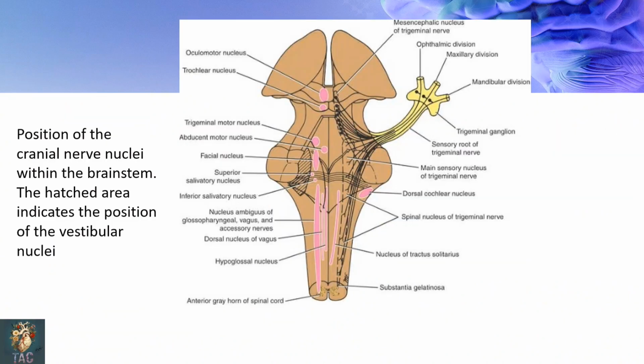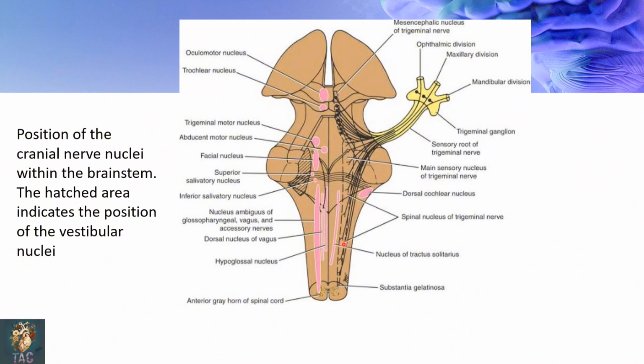This is the section showing you the different positions of the different cranial nuclei. At the level of the midbrain, you see the oculomotor and trochlear nerve nuclei. In the pons you can see the trigeminal motor nucleus, the abducent nerve nucleus, and the facial nucleus. Here you can see the superior salivatory and the inferior salivatory nucleus.